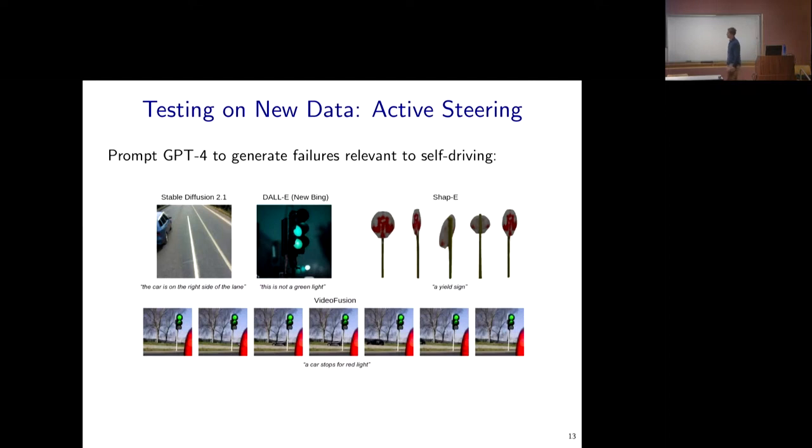And then the final thing is you can generate failures in new domains. If you say, actually, I wanted you to generate failures about self-driving cars, but using these high-level categories you had come up with, what would you generate? GPT-4 can do this just fine, and you get things like the car is on the right side of the lane when it's actually on the left side. This is not a green light, but it's actually a green light. Or a red light where this is a green light. So you can transfer it to new domains, which is an additional proof of external validity.